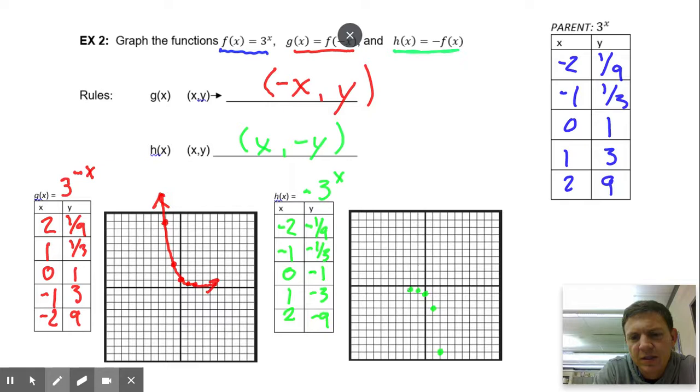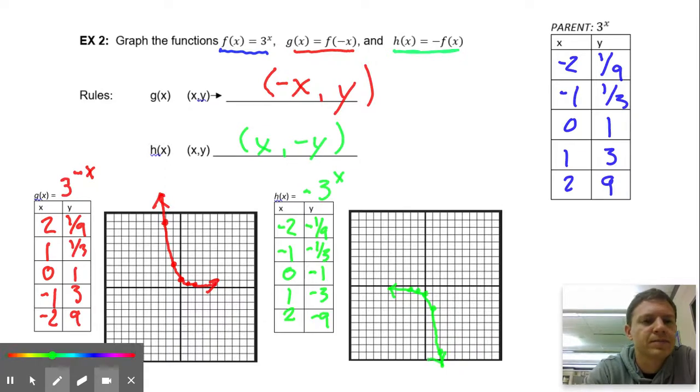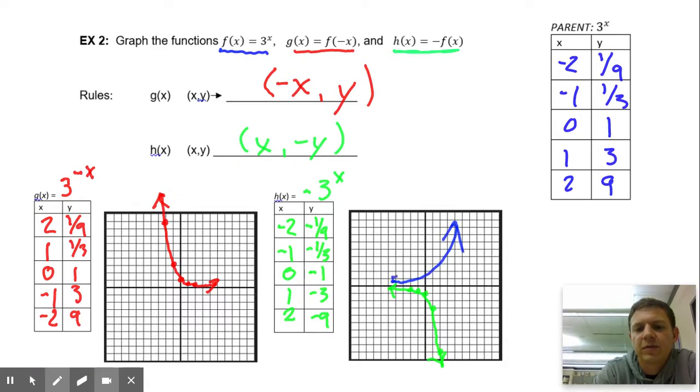That just takes the initial exponential growth parent function and flips it over the x-axis. So instead of looking like this, it just flips it over the x-axis to put it in the bottom of our graph.